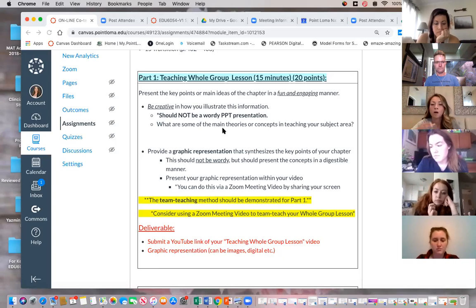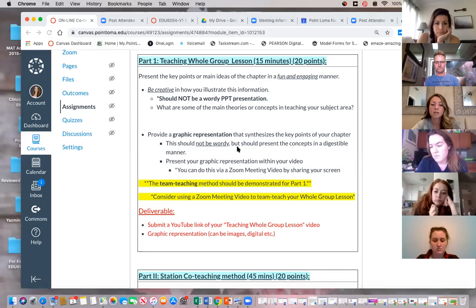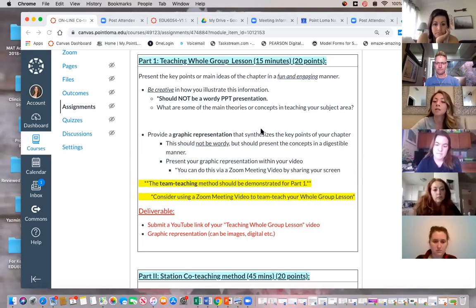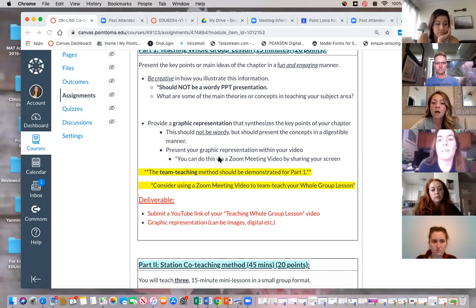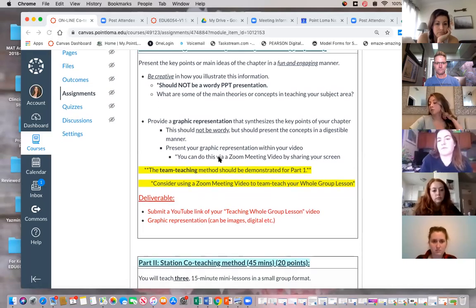And then the other part of this for the whole group lesson is that you provide some kind of graphic representation that synthesizes the key points. So that might help you in planning when to teach this, because you have to synthesize the key points already in the handout, basically, that you would have given your classmates. So again, don't be wordy, and try to focus on what is the most important for your chapter.